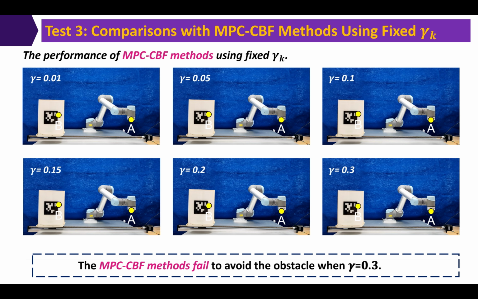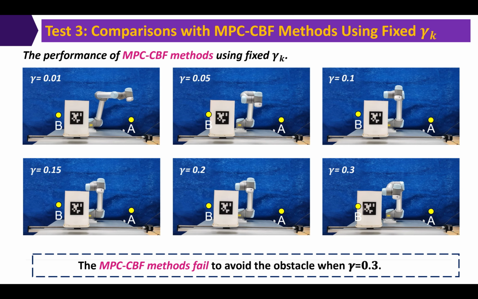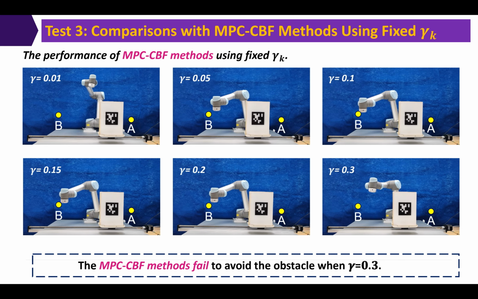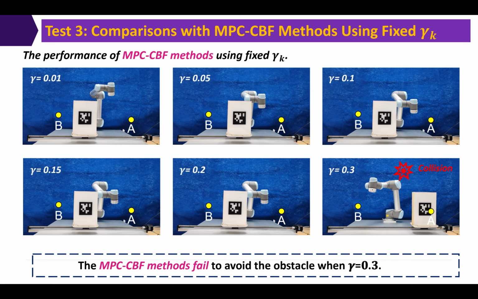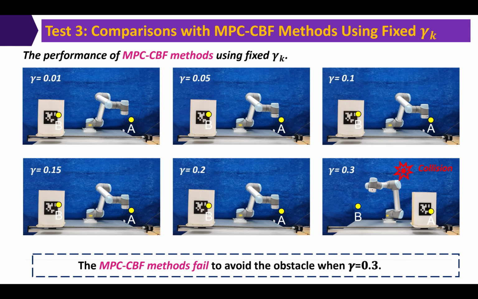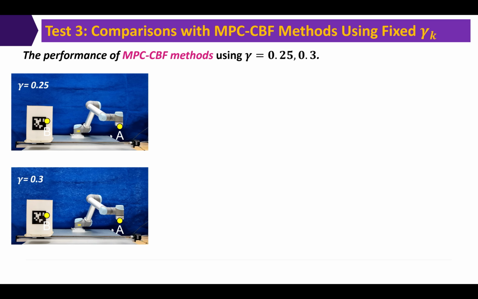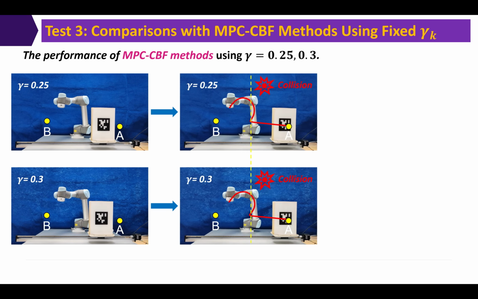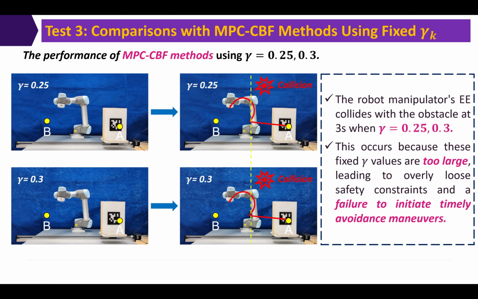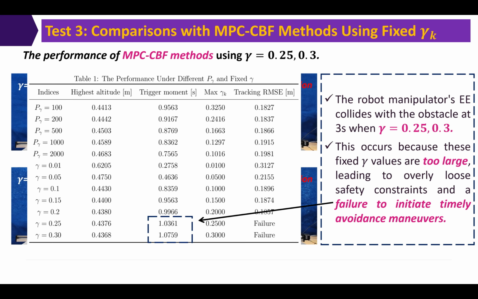As shown in the videos, the MPC CBF methods effectively avoid the fast-moving large obstacle when gamma equals 0.01 to 0.2, but fail to avoid the obstacle when gamma equals 0.3. For details, we show the performance of the MPC CBF methods with gamma equals 0.25 and gamma equals 0.3. The collision occurs because these fixed gamma values are too large, leading to overly loose safety constraints and a failure to initiate timely avoidance maneuvers, as illustrated by the table.